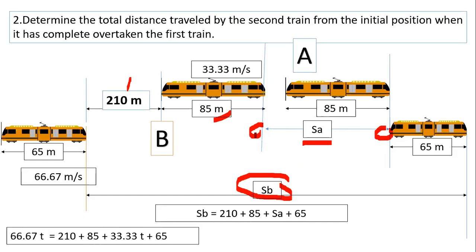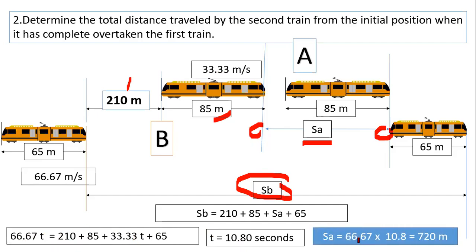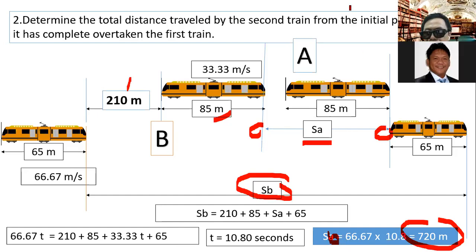Okay, but then by here, SB is 66.67 T, and then SA is 33.33 T. We can compute T. If we have T, we can therefore compute SB because it is just equal to 66.67 times T, which is 10.8. In other words, we are looking for SB, and it is equal to 720 meters. Okay, who got the correct answer? 720 meters.